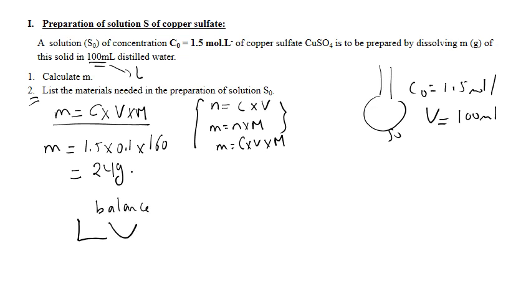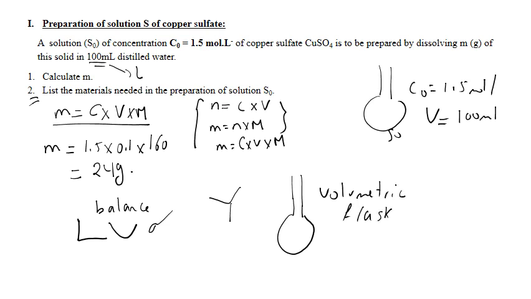We need a watch glass in order to put this solid and weigh it. We need a spatula. We need a funnel in order to pour this solution into a volumetric flask. You should be careful about the volume of the volumetric flask. The volume of the volumetric flask should be chosen according to the volume of the solution to be prepared. Since we are preparing a solution of volume equal 100 milliliter, the volumetric flask should have volume equal 100 milliliter. If you write volumetric flask without any volume, you cannot get any mark.